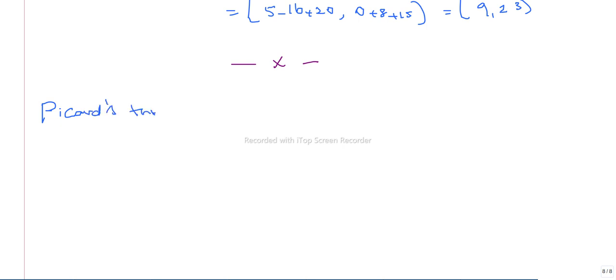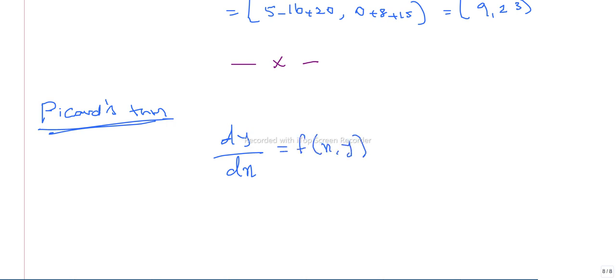So this theorem says that suppose we have a first order differential equation, like dy/dx = f(x, y), with some initial condition y(x0) = y0. And this f is an integrable function, Riemann integrable.